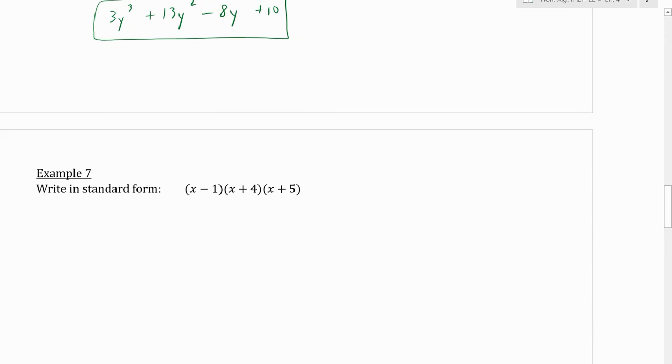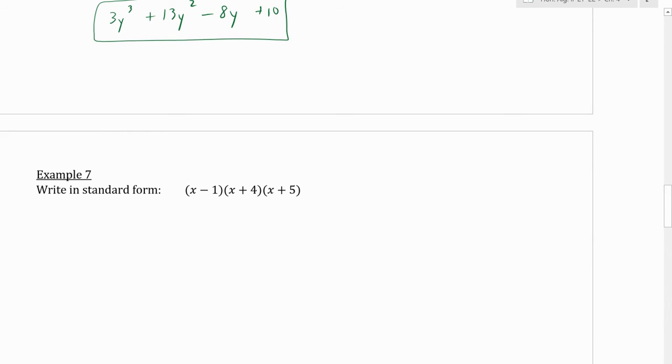Okay. We're going to multiply this out. So there's 3 different things to multiply. It doesn't matter the order we multiply them in. You just got to pick an order. So I'm going to multiply these 2 first, which is going to give me x squared. Here's a 4x minus an x. So that's a 3x minus 4. And that's getting multiplied by that x plus 5.